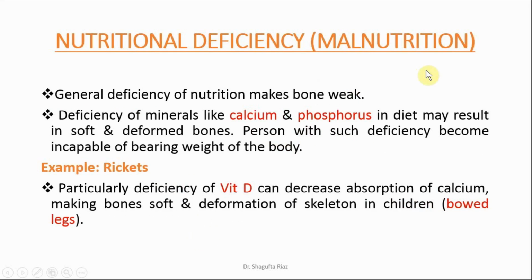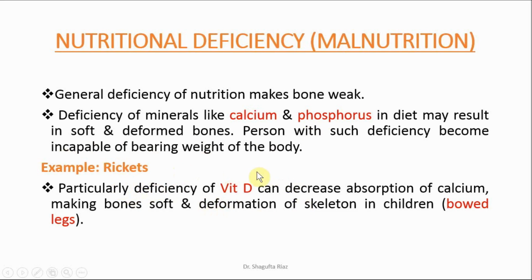Nutritional deficiency or malnutrition. General deficiency of nutrition can make our bones weak. If we talk about minerals like calcium and phosphorus, if we have deficiency of calcium and phosphorus in our diet, it can result in softer bones and deformed bones. The person with such deficiency becomes incapable of bearing its own weight.